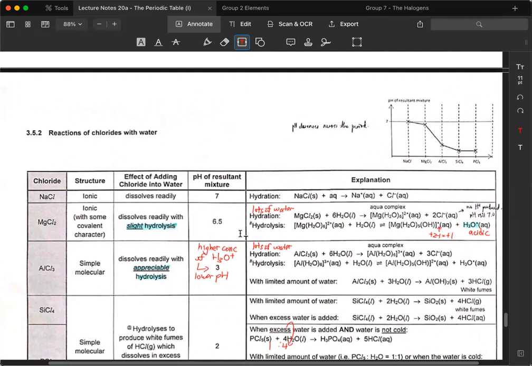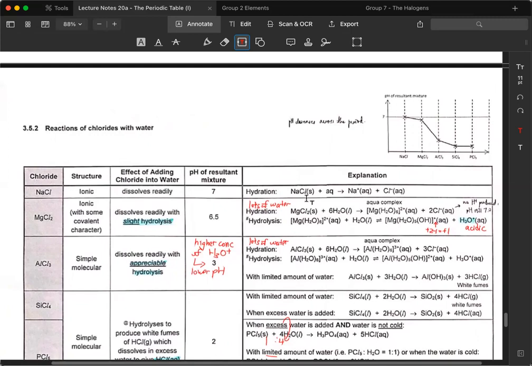So it's very different. When sodium chloride is added to water, the pH of the resultant mixture will be 7, because it's just hydration taking place, where sodium chloride dissociates to form sodium ions and chloride ions. That's hydration. Dissolving brings about hydration, where hydration means the sodium ions or the chloride ions are surrounded by water molecules.